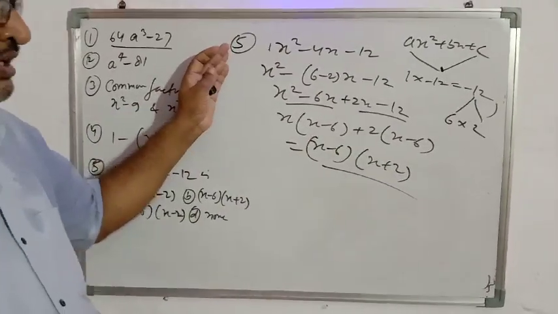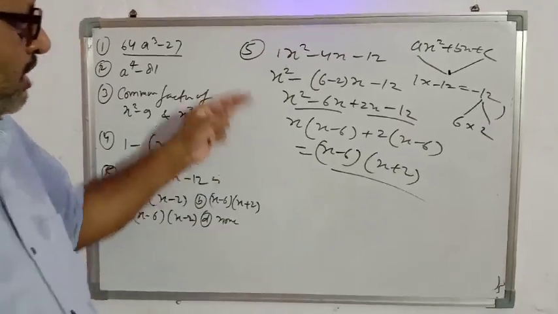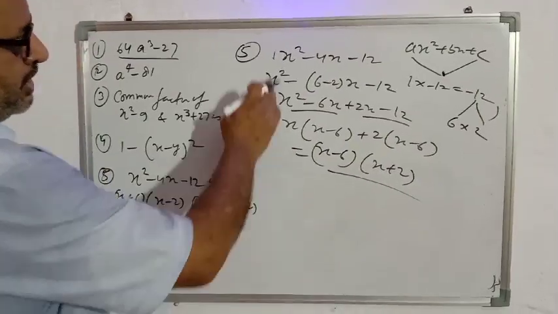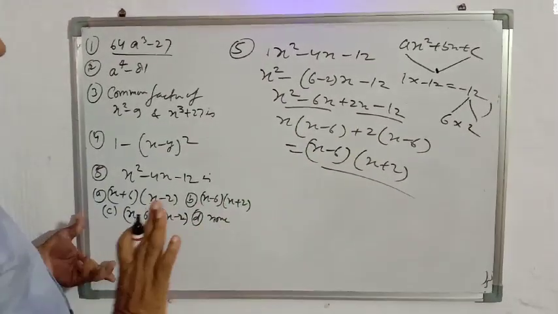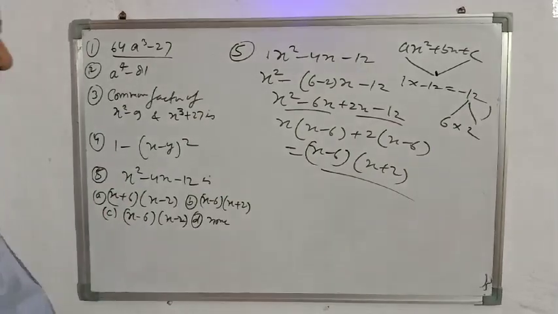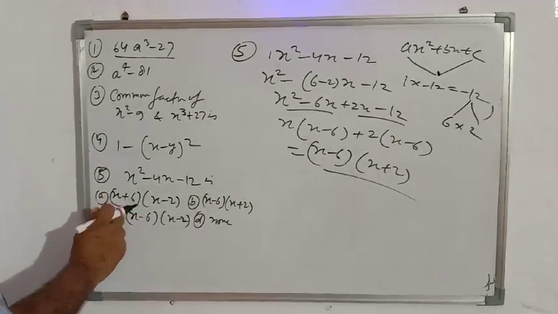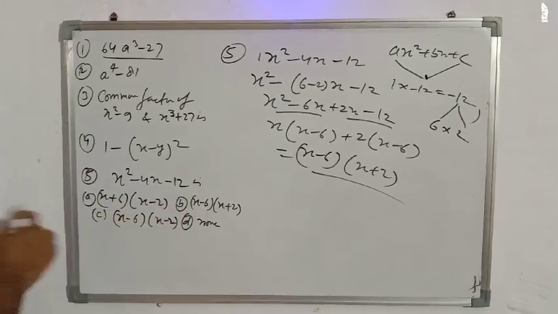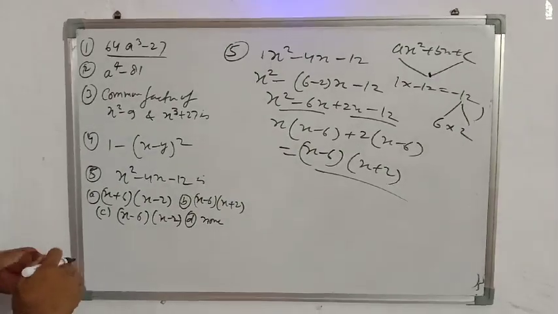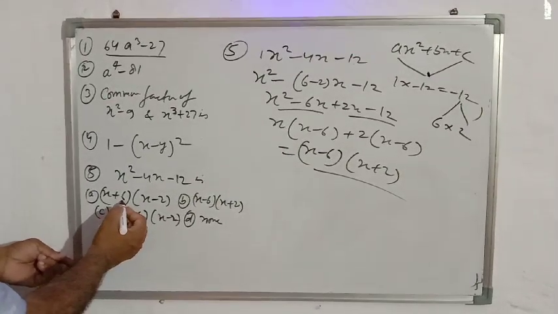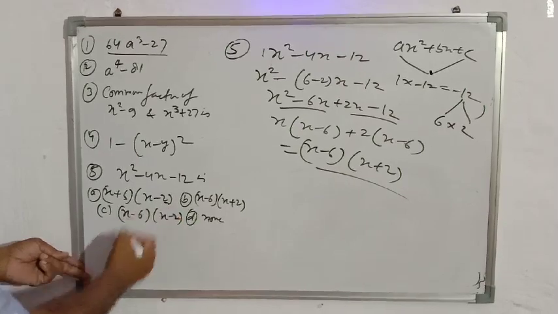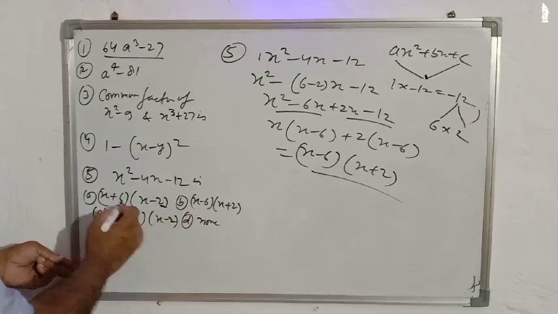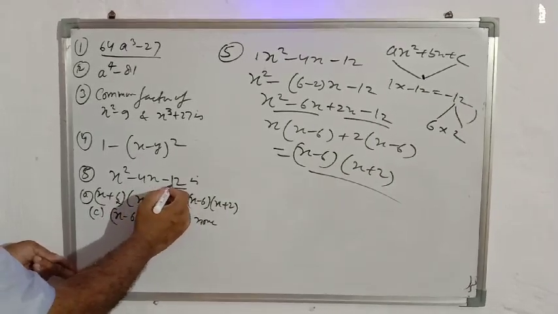For this question only, you have 2 minutes time. So how can you solve it within the time without doing the factorization? You can tell the answer with the help of the options. How? See here, x square minus 4x minus 12. Four options are given. Which option is correct? Firstly, multiply the constants. 6 into minus 2, what will come? Minus 12. So the constant term is minus 12.